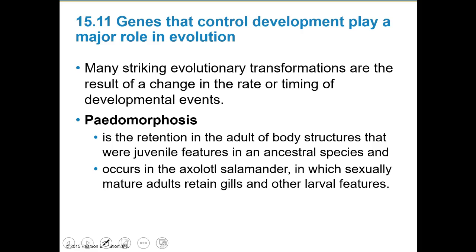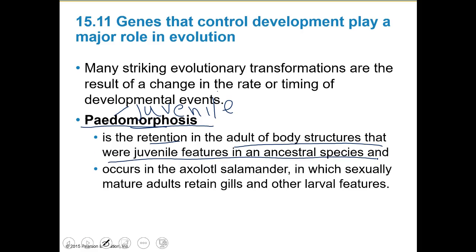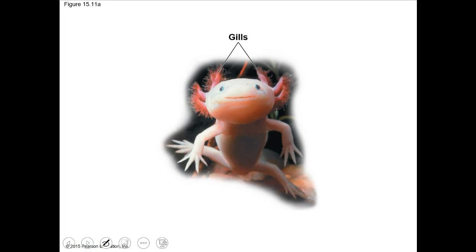But there are some striking evolutionary transformations that result from change in the rate or timing of developmental events. Pedomorphosis, pedo refers to juvenile, so it's a process where we make a juvenile form. This is the retention of adult body structures that were juvenile features in the ancestral species. So we keep the kid form of certain body structures. This occurs in the axolotl salamander, in which sexually mature adults retain gills and other features that are normally found in the larva. So here's an axolotl. He is adorable. Quite possibly one of my favorite little salamanders.